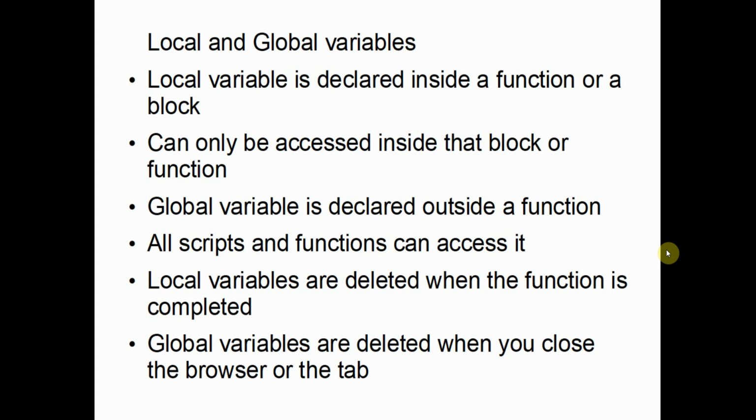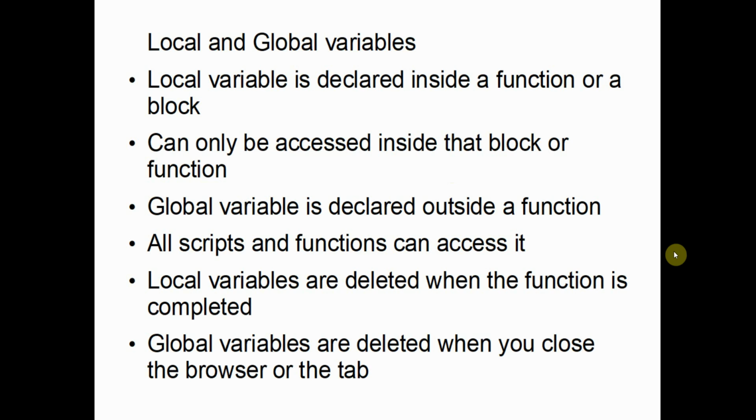And variables can be local or global. A local variable is declared inside a function or a block, and it can only be accessed inside that block or function. However, a global variable is declared outside a function, so all scripts and functions can access it. Local variables are deleted when the function is completed, so you can't call it again. Global variables are deleted when you close the browser or the tab. All right, so that's the difference, and that's a little overview of variables.